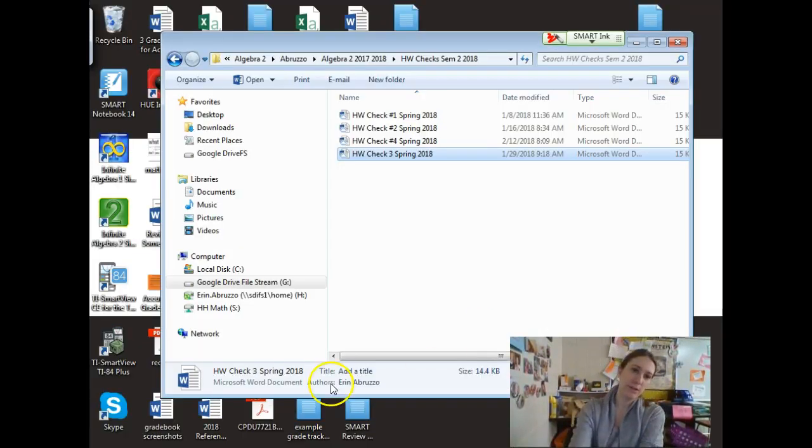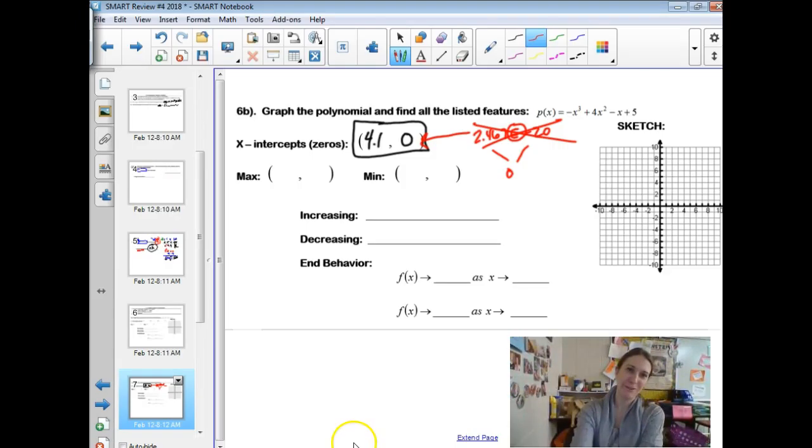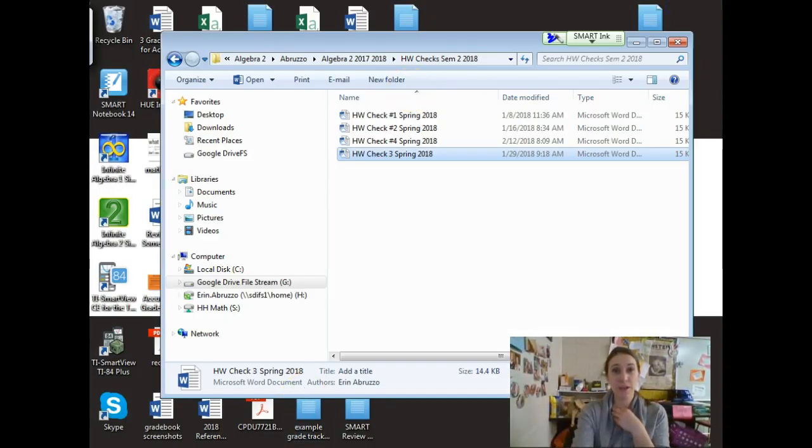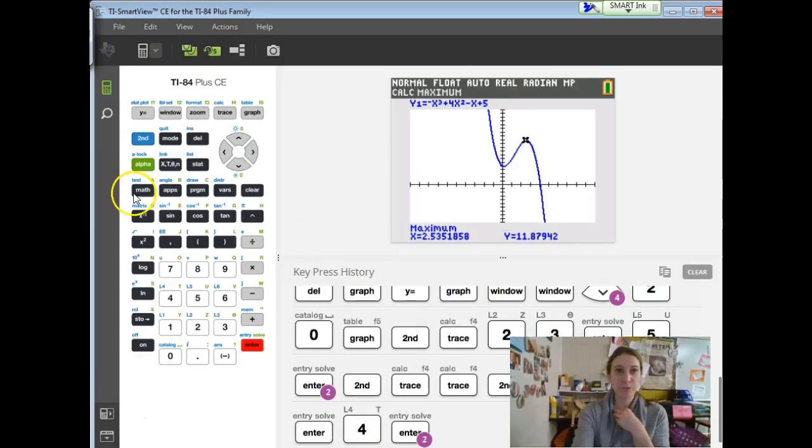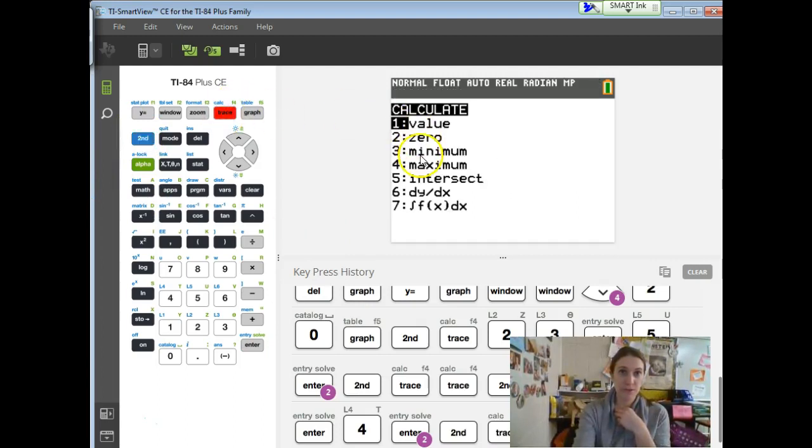I already forgot what it was. 2.5, 11.9. That was our max. So we're going to do those same steps to find the minimum, except we're going to need to pull up the right command. So, calc menu. This time, choose the minimum command, which is 3.